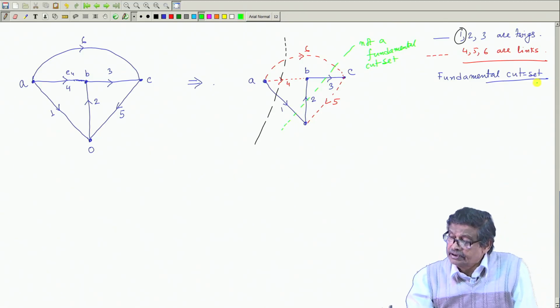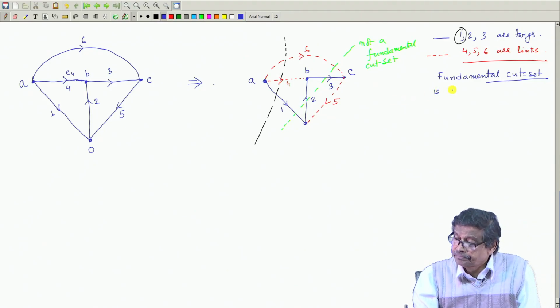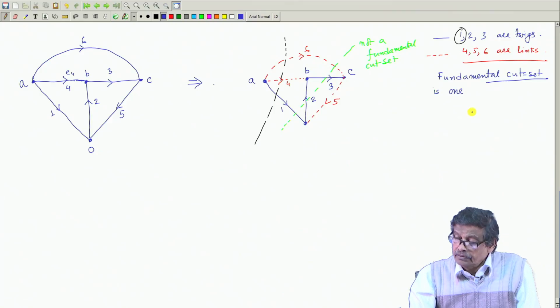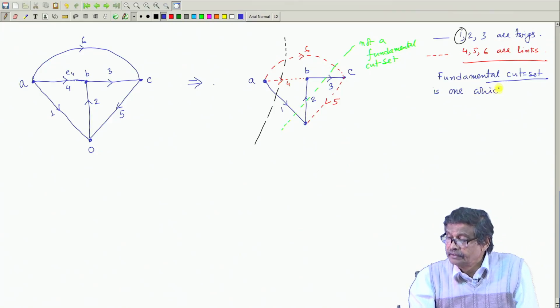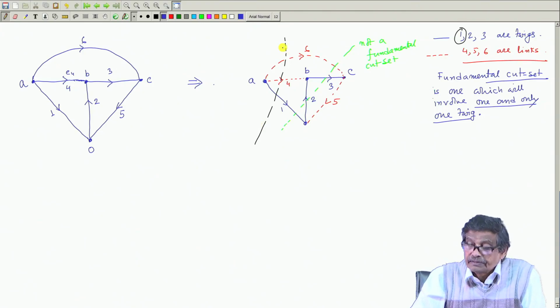Therefore, I will say a fundamental cut set is one which will involve one and only one twig. So, this is a fundamental cut set. Got the point?